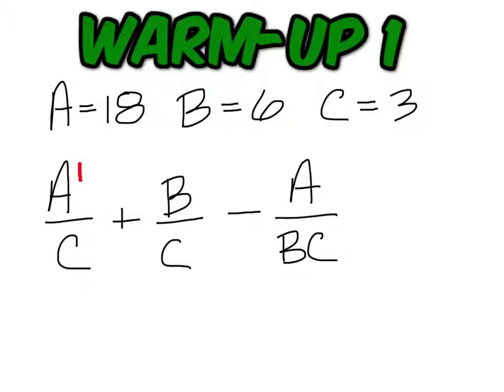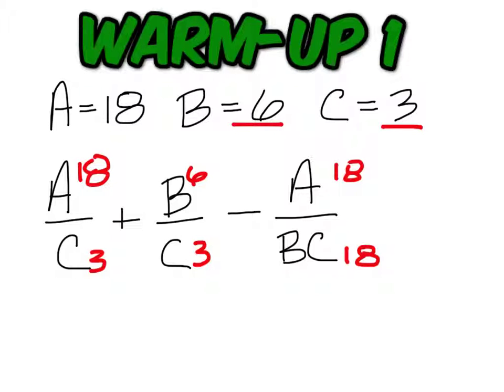A is 18, and C is 3, B is 6, C is 3, A is 18, and B times C is 18. So 18 over 3 is 6, 6 over 3 is 2, 18 over 18 is 1. 8 minus 1 would be 7.